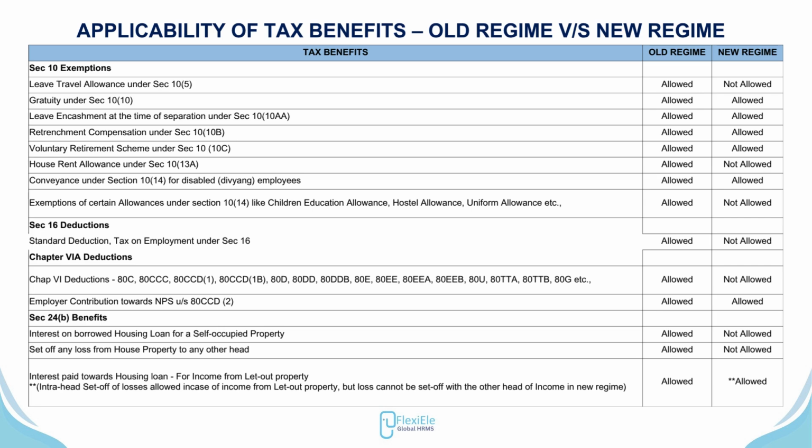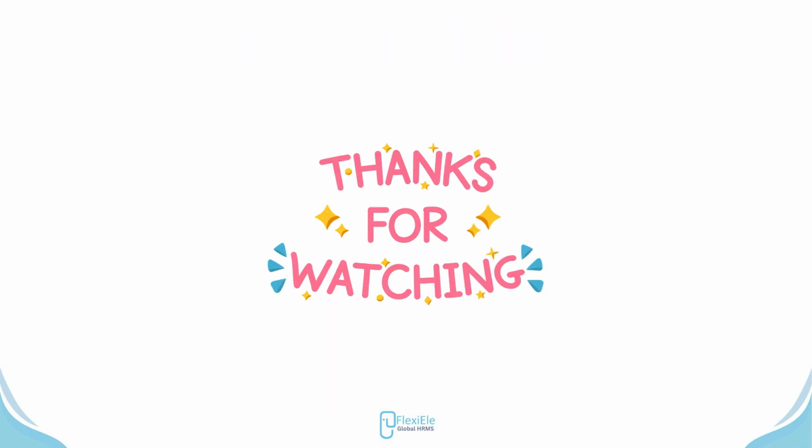According to Section 24B, housing loan interest: if your property is self-occupied, the interest paid on the home loan can be claimed only under the old regime. But if it's rented out, you can claim that interest under both regimes. In short, if you love using deductions to shrink your tax bill, go for the old regime. If you prefer less paperwork and flat rates, the new regime might suit you better.